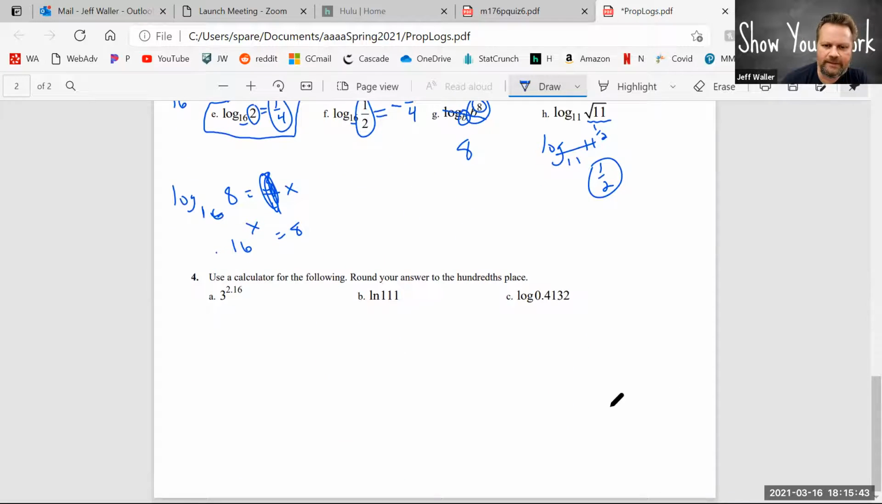All right, this problem is just making sure you can use your calculator to do these things. Does everyone know how to do each of these things on your calculator?